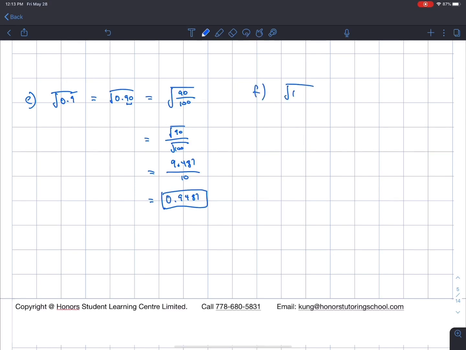F, the square root of 0.09. It already has 2 decimal places. That's an even amount of decimal places, so I don't need to add an extra 0. So this will just be the square root of 9 over 100. When you have 2 decimal places, you put it as a fraction with 1 and 2 zeros. So this becomes the square root of 9 divided by the square root of 100. The square root of 9 is 3, the square root of 100 is 10, and 3 over 10 is 0.3. That's the answer.